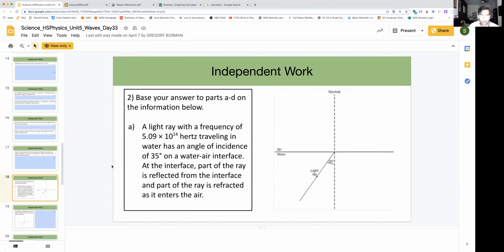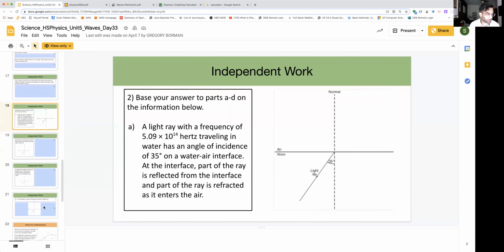Let's take a look at one more to close out. A light ray with a frequency of 5.09 times 10 to the 14 hertz is traveling in water and has an angle of incidence of 35 degrees on a water-air interface. At the interface, part of the ray is reflected from the interface and part of the ray is refracted as it enters the air. I just want to scroll down to the calculation.